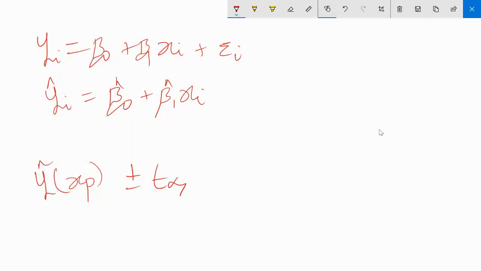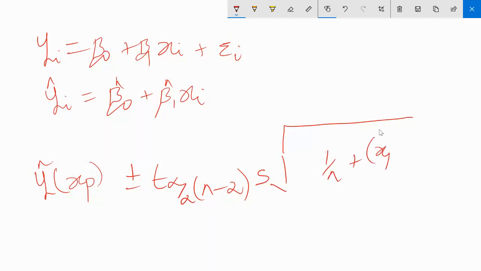The difference is only on the variance, or the standard deviation, or the standard error, because that other standard error was just 1 over n plus xp minus x bar squared over SSx, and this one has 1, so it's 1 plus this other part. So that is the difference between the individual and the mean. The difference is here. This one is the same.